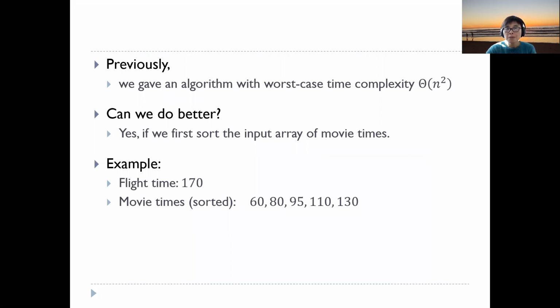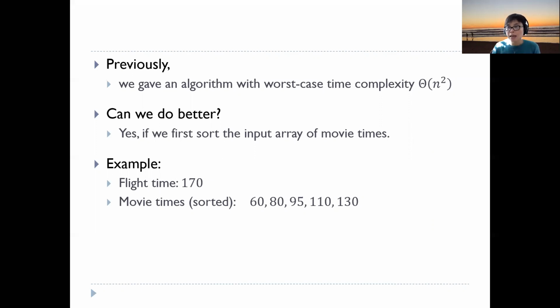Now, remember that previously we were given an algorithm which just checks all possible combinations. You have n movies, you check all possible combinations, n choose 2 choices, and each one takes constant time. That's why the time complexity is n squared, because it just brute force checks all possible combinations to see whether any pair gives you total length D or not. The question is, can we do better?